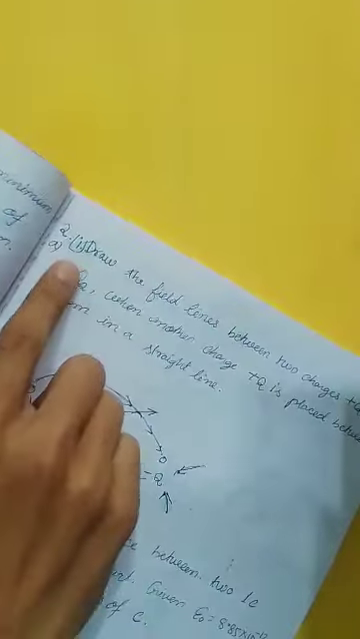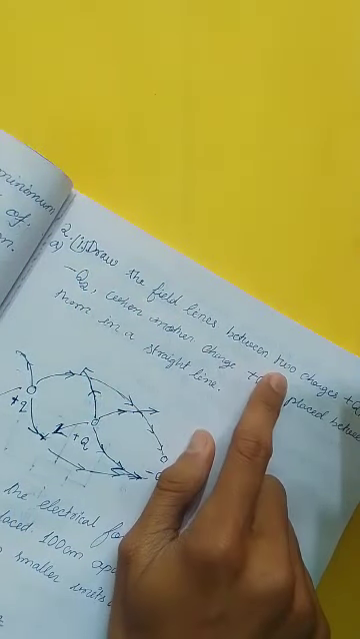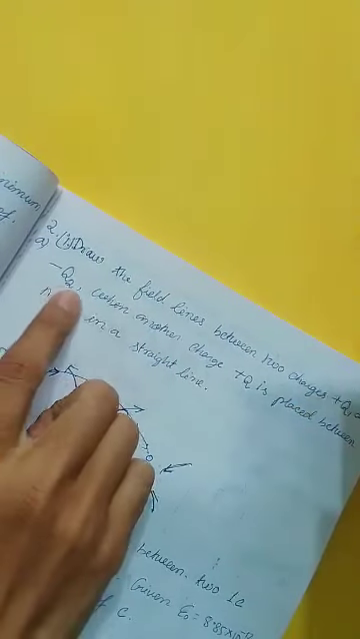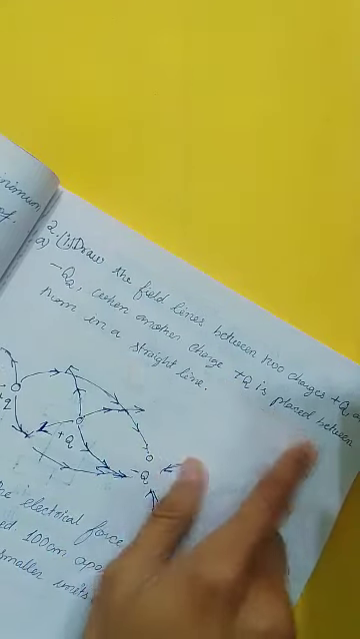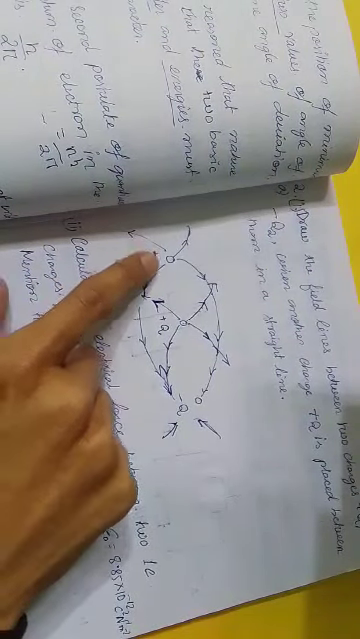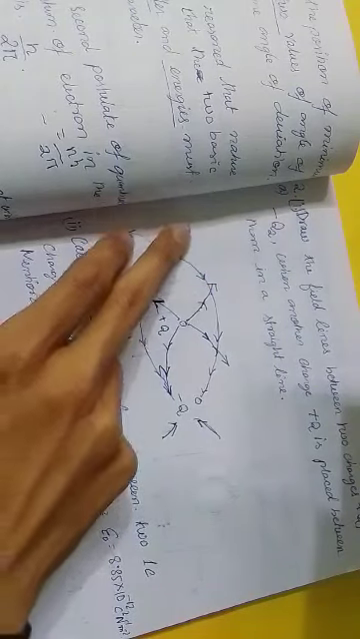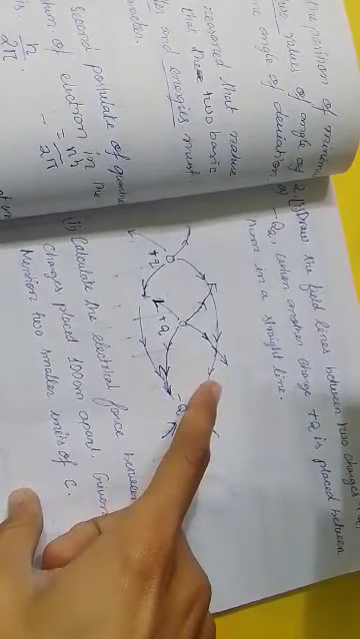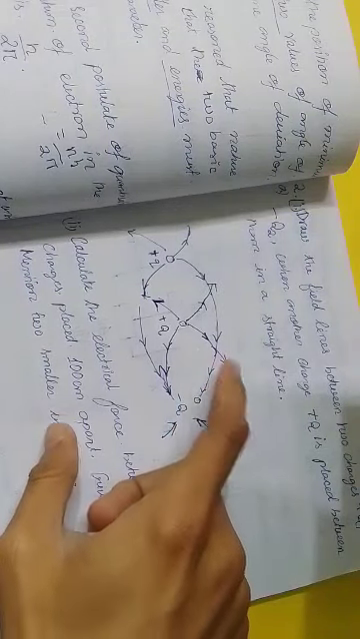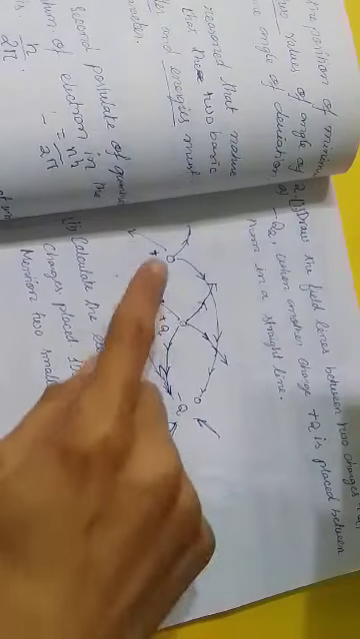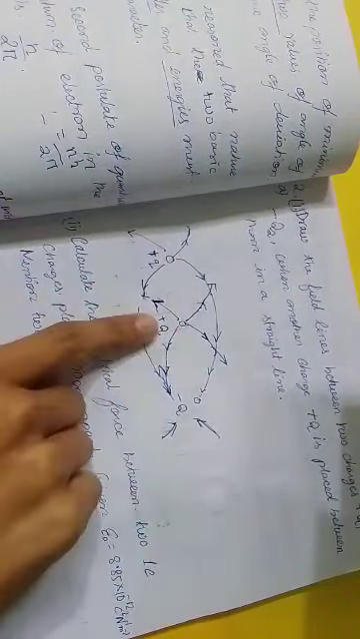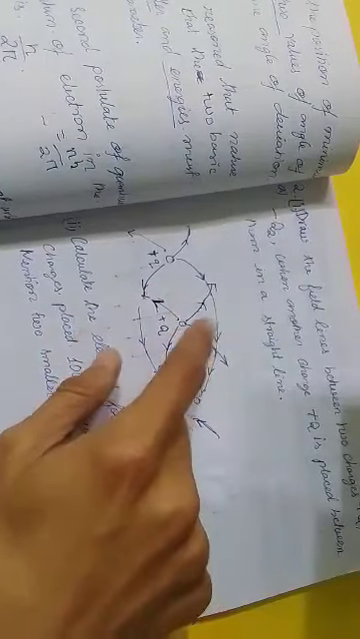The next question we can see here is: draw the field lines between two charges, that is plus q1 and minus q2, when another charge plus q is placed between them in a straight line. Here we see that for a plus q charge, the field lines always go away from the charge. For a minus charge, the electric field lines will always move towards the minus charge, so for minus the field lines will come in like this. If we place a plus q charge in the middle, then its electric field lines will come out away from plus q, and we will see field lines like this.